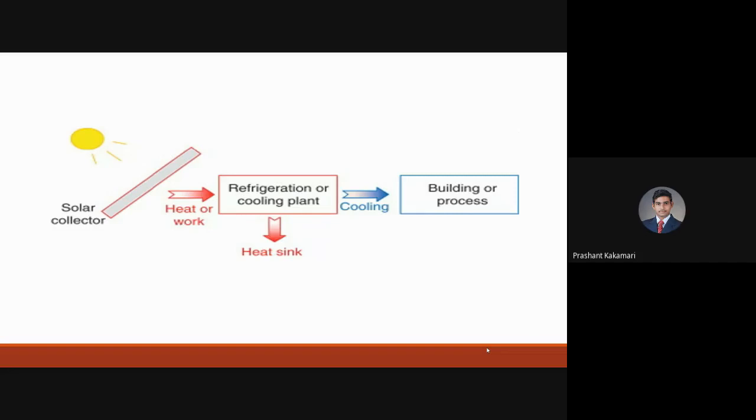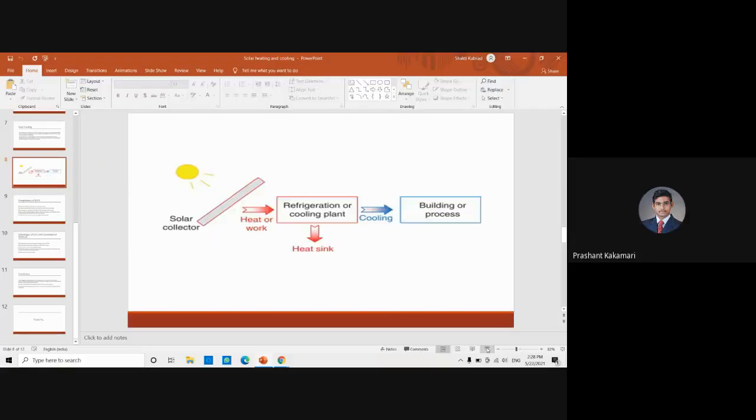Have you gone through vapor compression or vapor absorption? In which system can I use solar energy? Vapor absorption, sir. Okay. So what do you use? A vapor absorption chiller is used, sir. Okay, the PPT is okay.